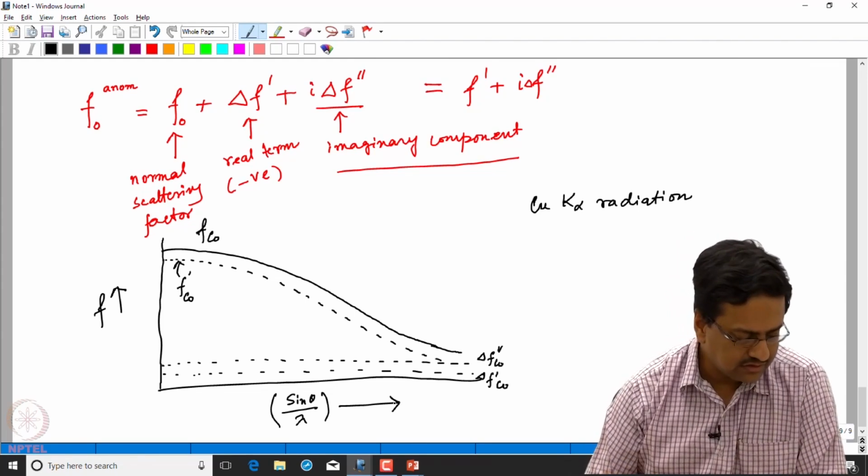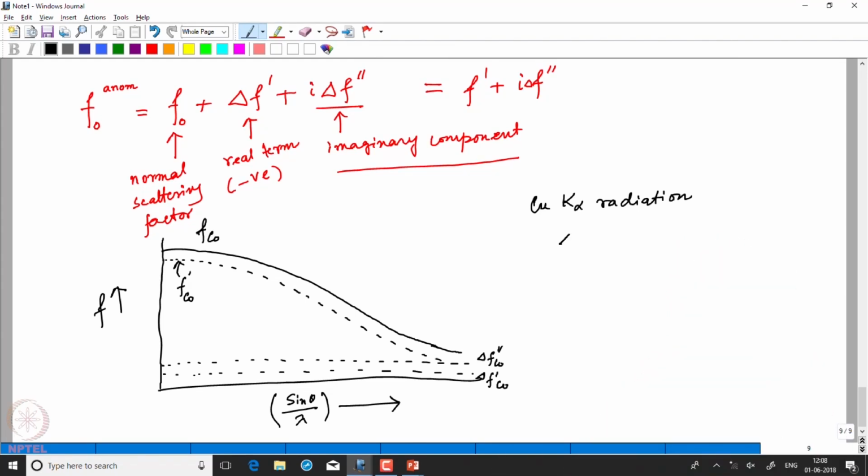So what happens is that when we try to calculate the values for delta F double prime of cobalt by delta F prime of cobalt at sin theta by lambda 0, the values are like this: 3.6 by 24.5, which is equal to 0.14.